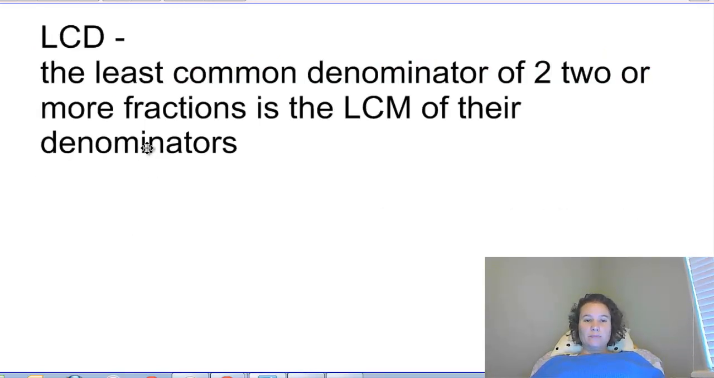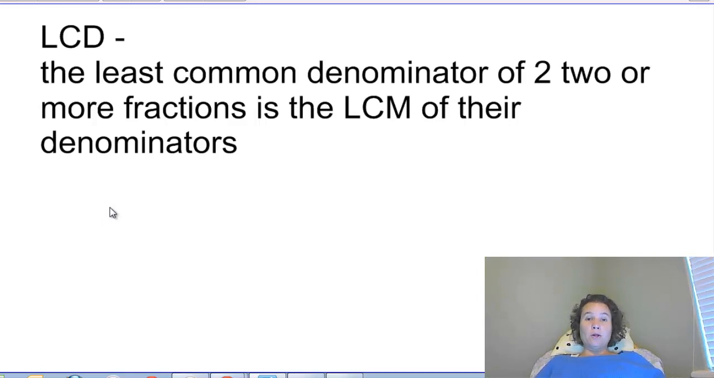Our vocabulary term that we need to talk about today is least common denominator, or LCD. Least common denominator is when you have two or more fractions, it's the least common multiple of their denominators. So we already know what a least common multiple is. It's the smallest multiple that two numbers share. And so the least common denominator is basically that, looking at the two denominators.